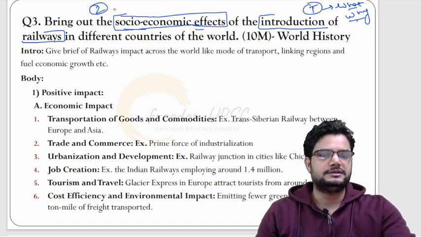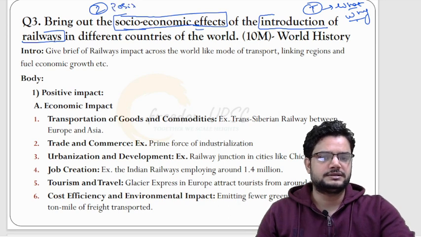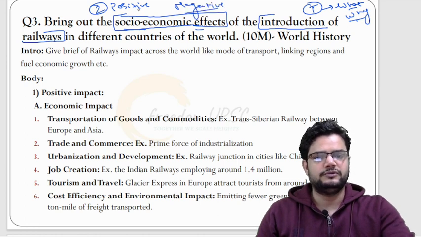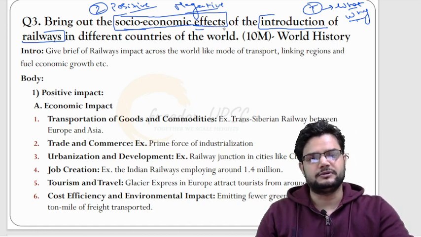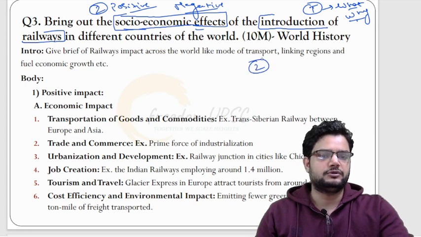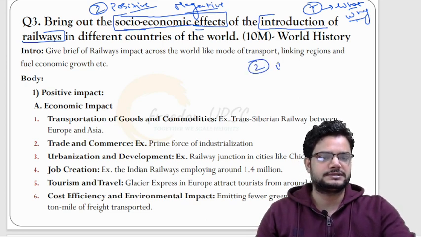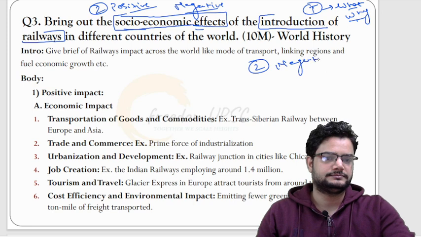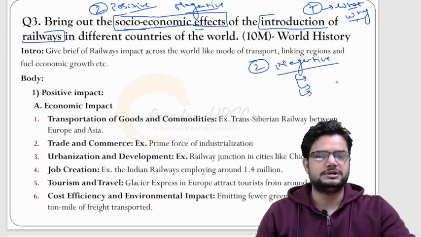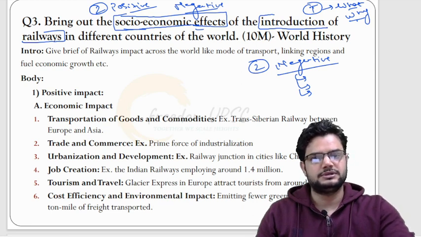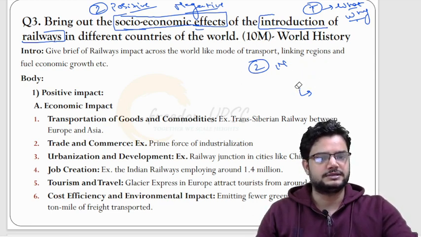So you can divide this into positive effects first and second negative effects. Okay, and in positive you will divide this into economic and social effects. So this is the first part of the body, and the second part of the body would be your negative effects. So after outlining the negative effects, you will just conclude, right? So this is how you will structure this particular answer.